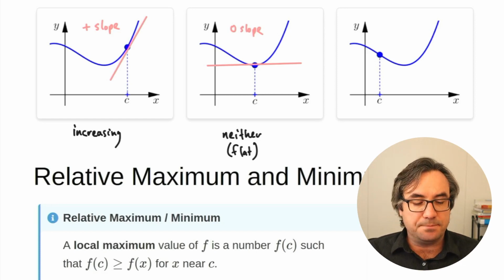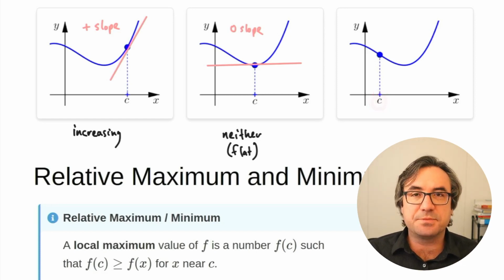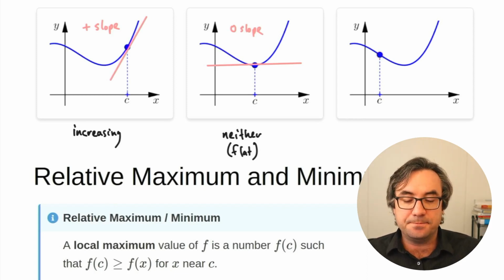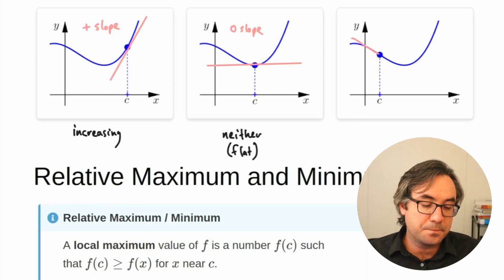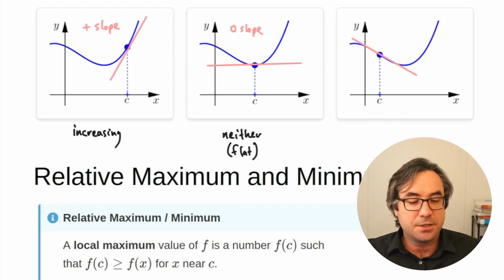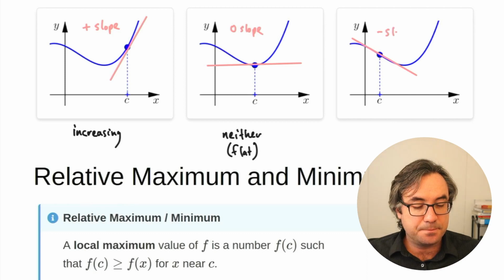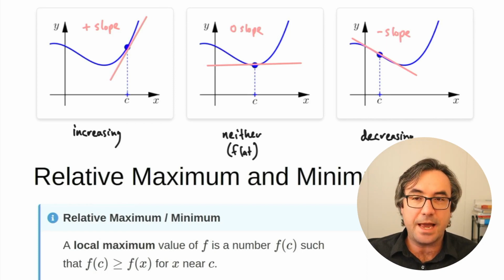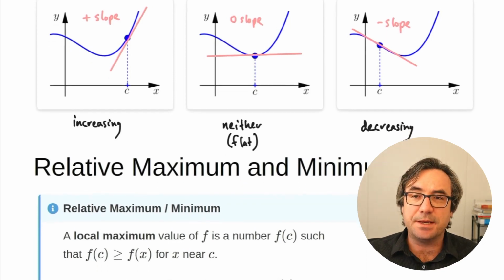All right, what about the last one? Again, we're interested in this point at x equals c. So we find the corresponding point on our graph. Let's draw in our tangent line. That looks pretty good there. And our tangent line in this case is pointing down. So this has negative slope. And that means our function is decreasing at this point x equals c.